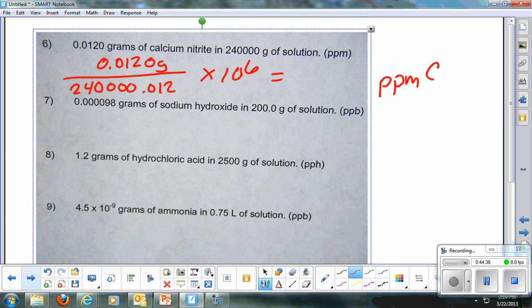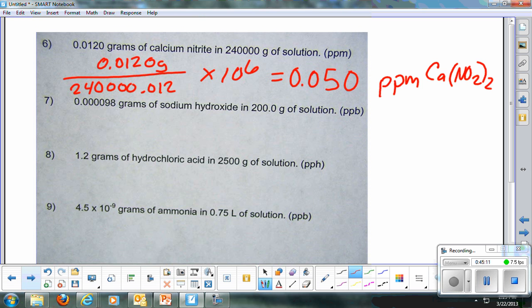of CaNO2. So what are we going to get when we times that through? 0.05. Give me one more. We throw in a 0. Okay? Don't make it hard. This is easy stuff. Okay?